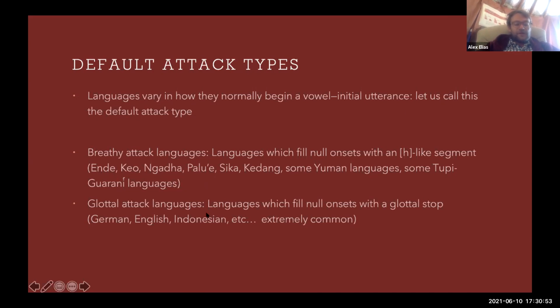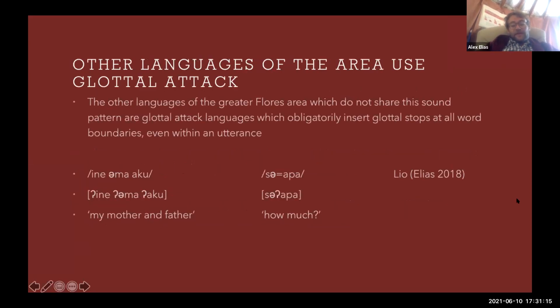And then you have the extremely common type of glottal attack languages, which fill null onsets with a glottal stop. We're very familiar with some of these languages, German, Indonesian, and they could fill null onsets at various different levels. It could be only utterance initial, it could be every word, every morpheme, or every syllable. That's another point of typological variation between languages. But the languages of this area, which don't participate in the sound pattern I'm describing here, are all strict glottal attack languages. You need to insert glottal stops at every word boundary, and it is non-negotiable. It doesn't matter if it's utterance initial, ine ama aku, you're always going to hear them in Leo, and saapa, how much.